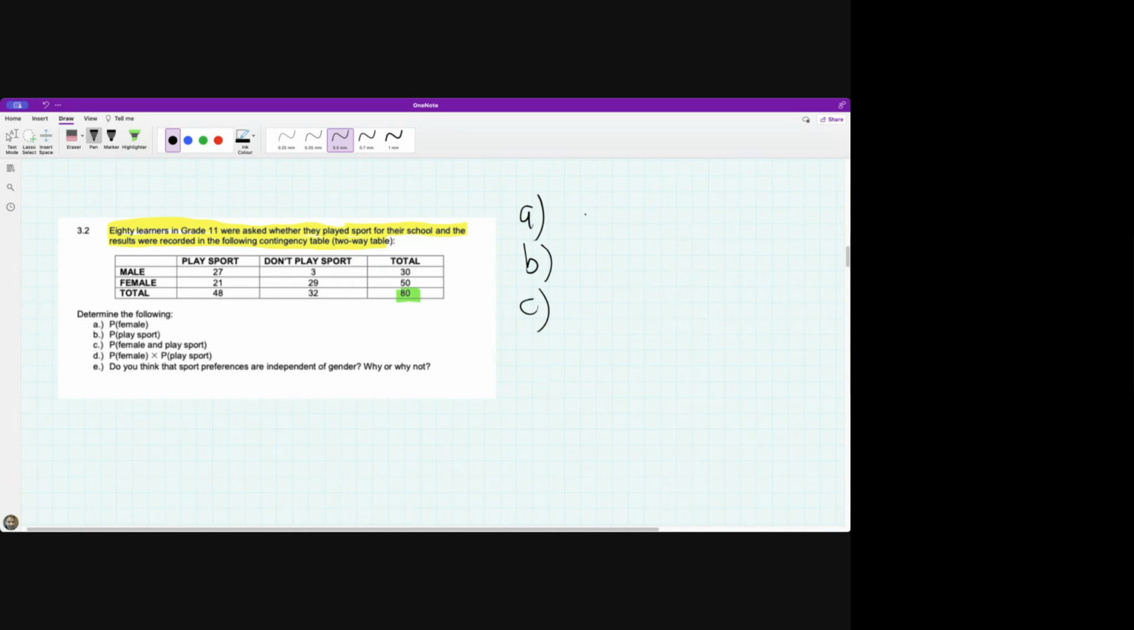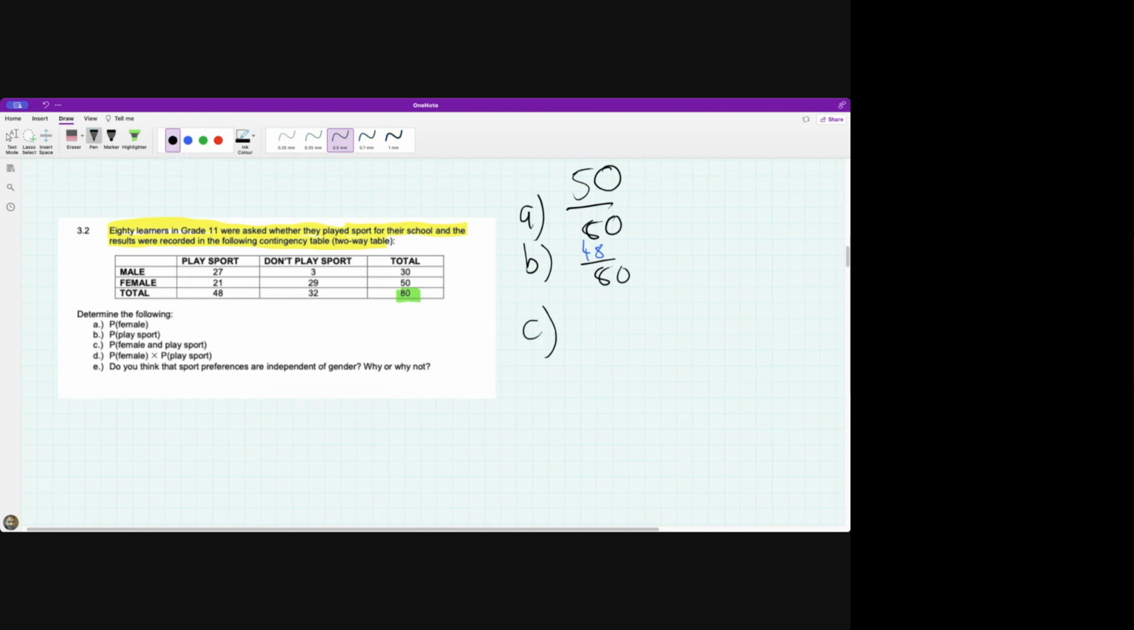So it's definitely out of 80. Female, okay, hold on. The probability of being female here is going to be 50 out of 80, because if you look at the female column, that's where the total is. What's the probability that a randomly chosen person plays sport? That's the next one. Well, it would be 48 out of 80.